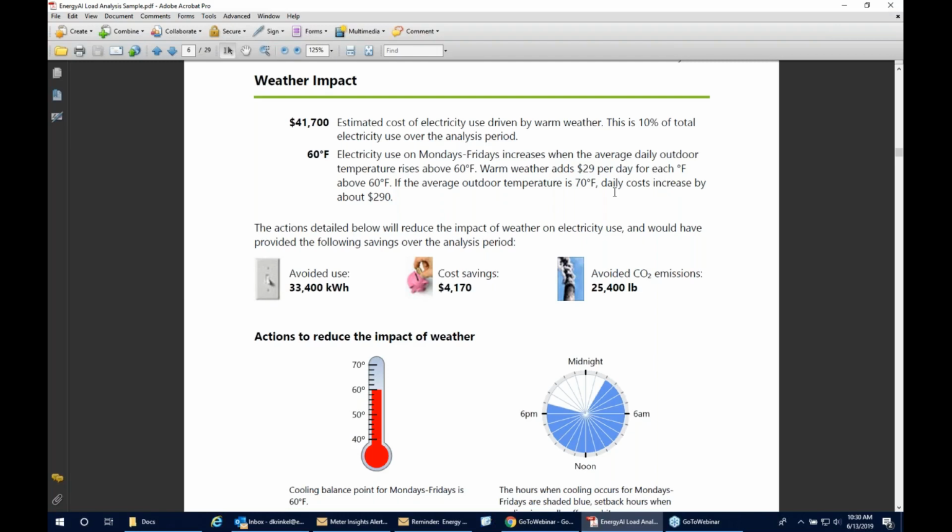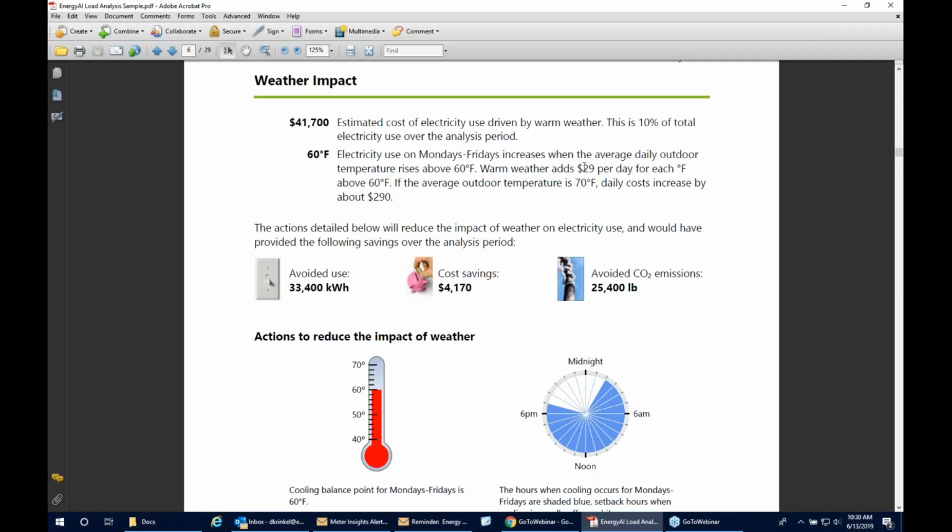And in this example, the balance point is 60 Fahrenheit. So they start cooling when the average outdoor temperature is above 60 degrees. If a day's average temperature is 70 degrees, then that's going to cost you an additional $290, because we basically take the slope, which is kilowatt hours per degree day, and we convert that using prices. I'll talk about where we get our prices in a little bit. But again, we're trying to ballpark this for the less technical user.